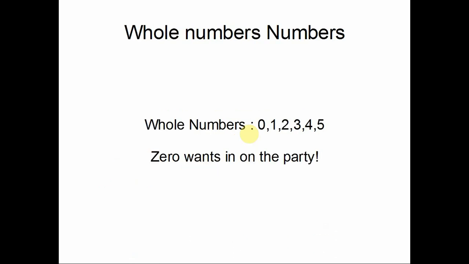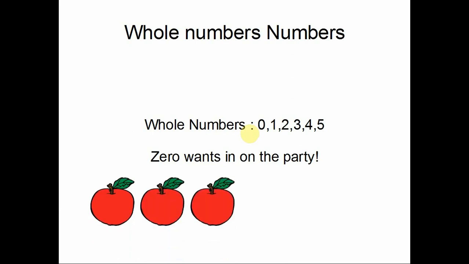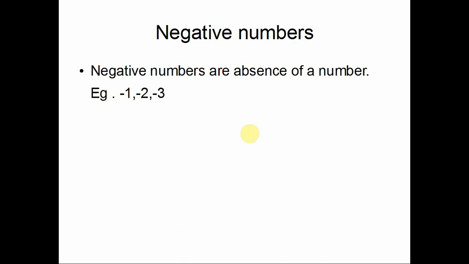The next topic is whole numbers. Whole numbers are nothing but natural numbers and 0. So here we have the concept of 0, and 0 is now in on the party. So no apples, 0 apples, 1 apple, 2, 3, 4, and so on.